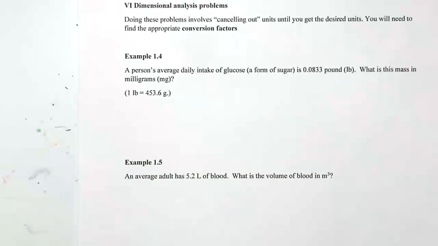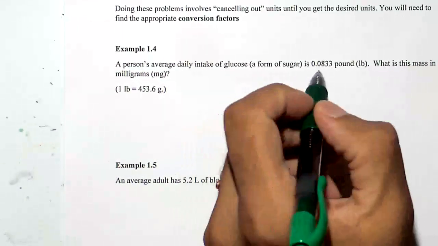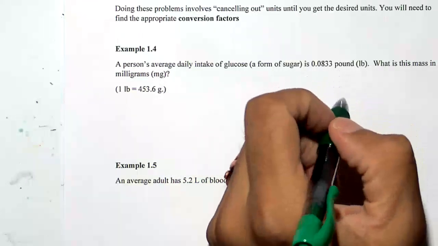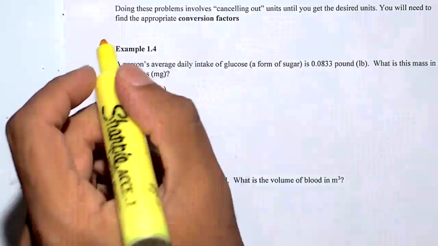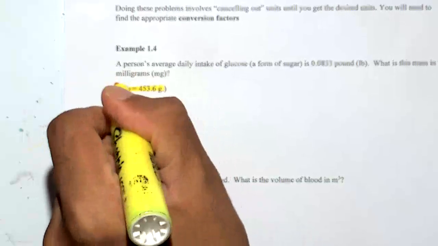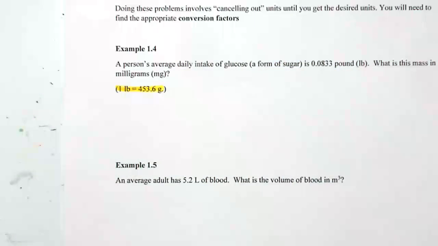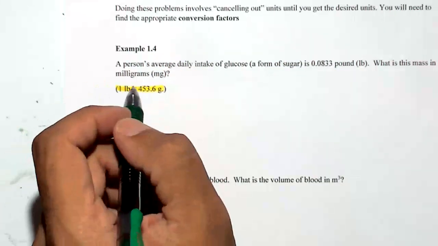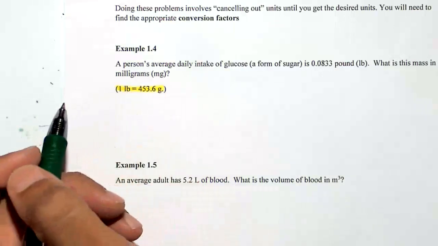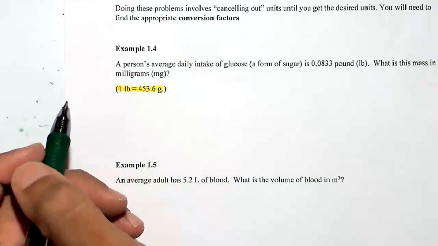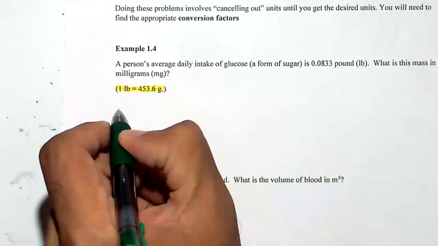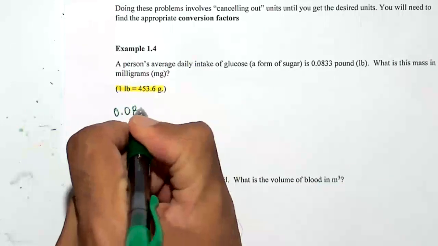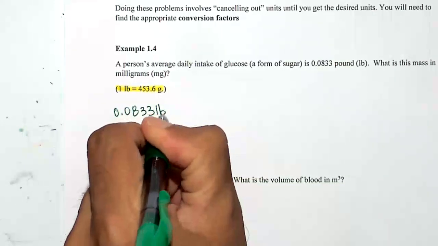All right, a person's average daily intake of glucose is 0.0833 pounds. What is this mass in milligrams? I'll give you this on the test, so you don't have to worry about that. You don't have to memorize any conversions from pounds to grams and so forth. So, 0.0833 pounds.